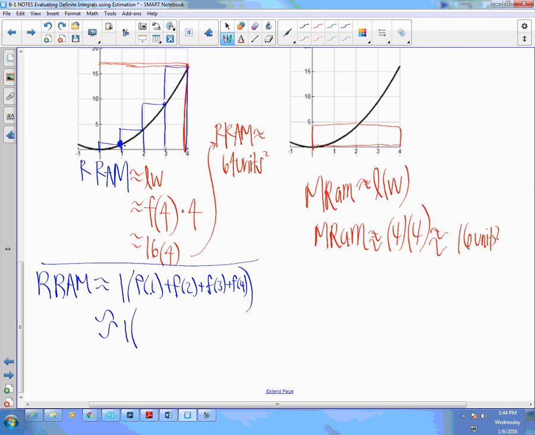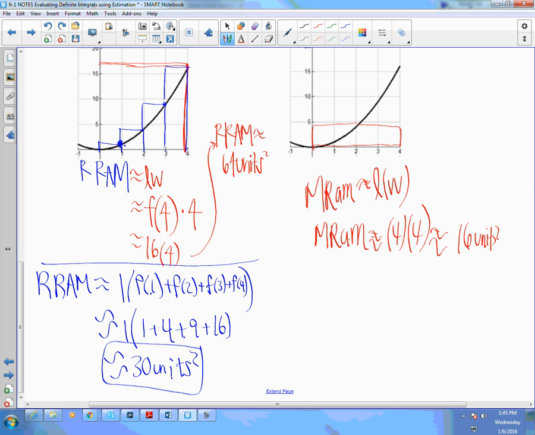So, what's f of 1? 1. We're just squaring it. What's f of 2? What's f of 3? What's f of 4? So we add those up, we get approximately 30 units squared. Is that closer to the actual area? Yeah, it's a lot closer. It's still an overestimate. Yeah, the rectangles are higher than the curve.